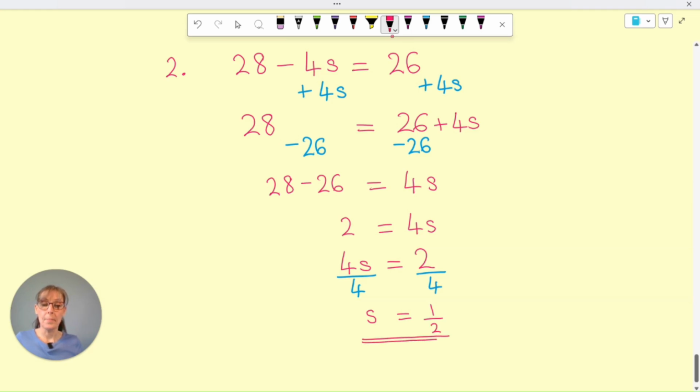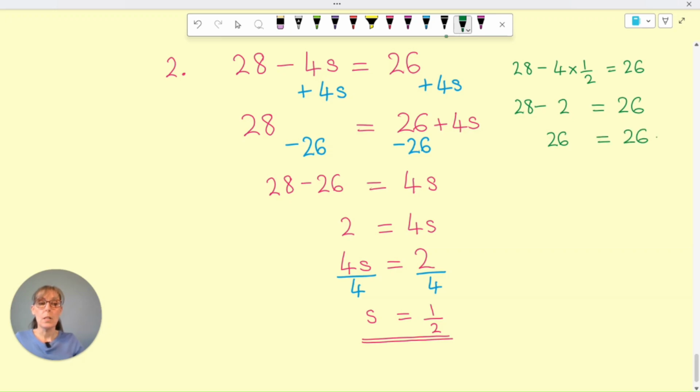Well done. If I rewrite it, 28, take away 4, s is a half, 4 lots of a half is equal to 26. 28, take away, what's 4 times a half? A half, 2 halves are a whole, 3 halves, 1 1/2, 4 halves, 2 wholes. 28 take away 2 is 26. 26 is equal to 26. Yes, it is. Brilliant.